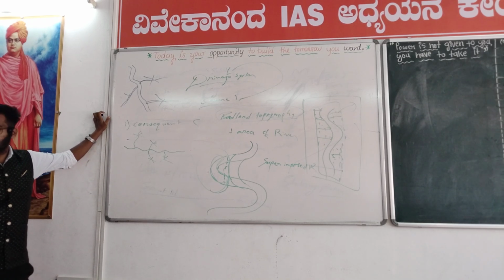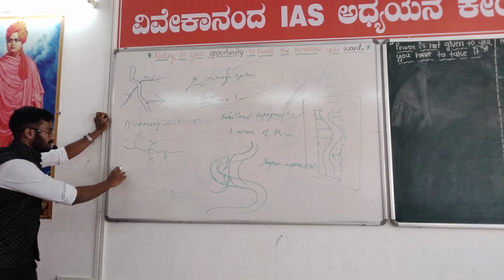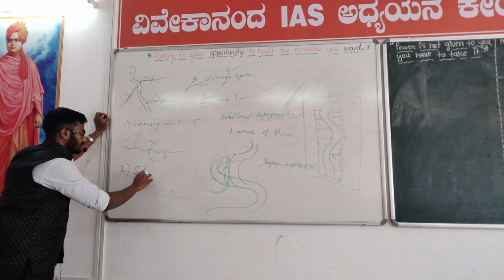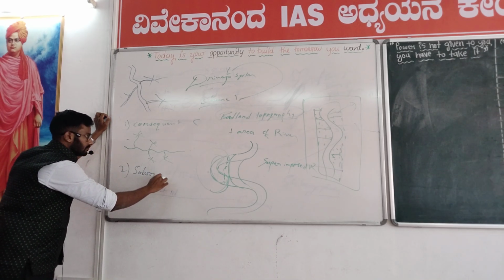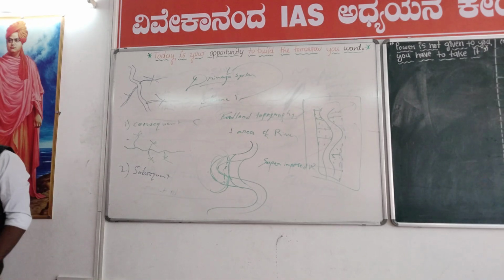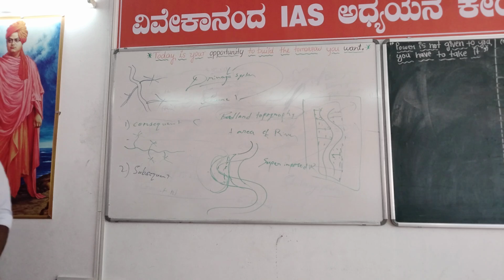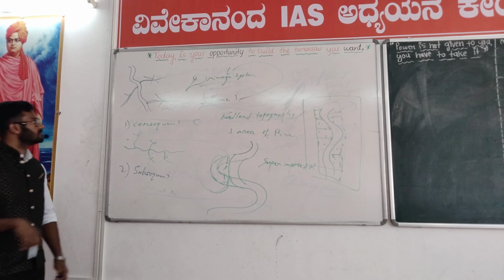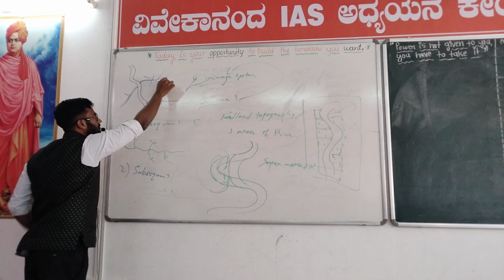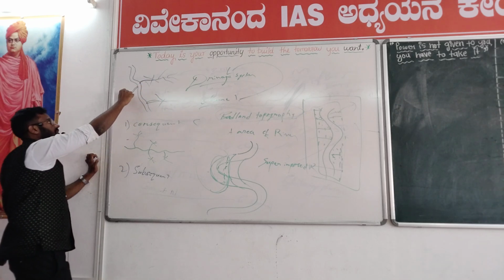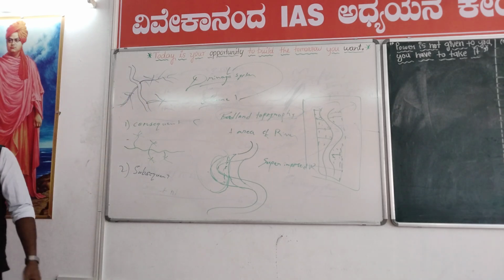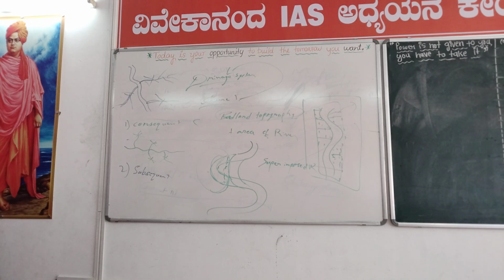If there is no tributary, a single river like a pipe, then that is a consequent pattern. Okay. Second one, subsequent pattern. River with tributary and distributary. What is distributary? Again, for this tributary, something like this, then we call it a distributary. The river with tributary and distributary is called a subsequent river.